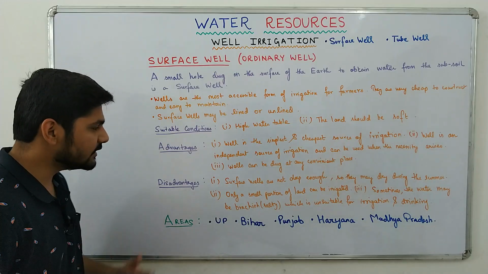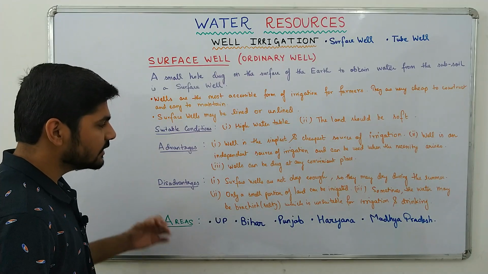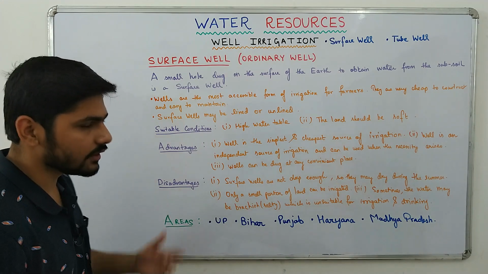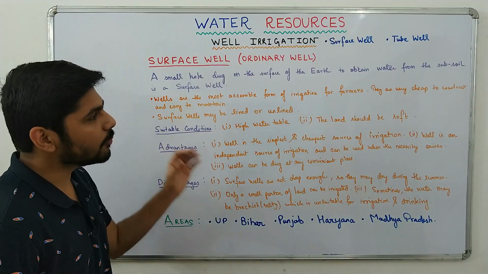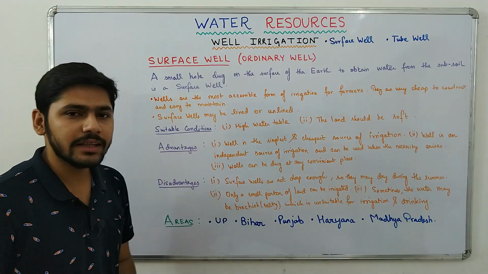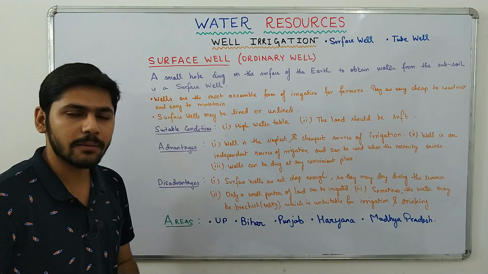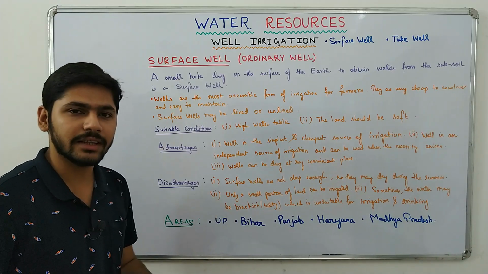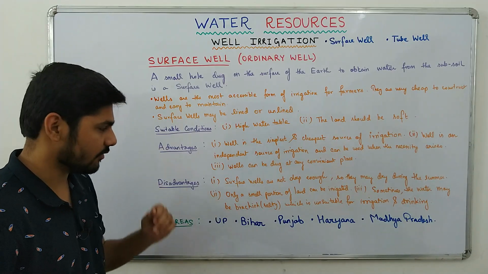What are the disadvantages of surface well? First, surface wells are not deep enough, so they may dry during the summer. Now as I told you, water is obtained from the subsoil. During the summer season, the water of the subsoil may get dried up, hence the wells do get dried during the summer season as they are not deep enough.